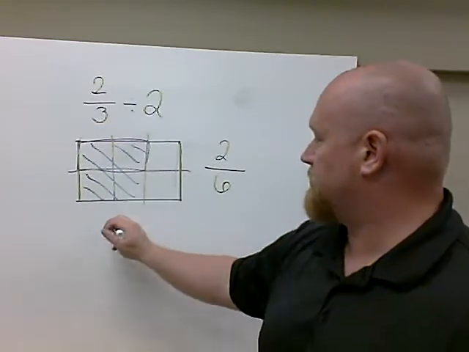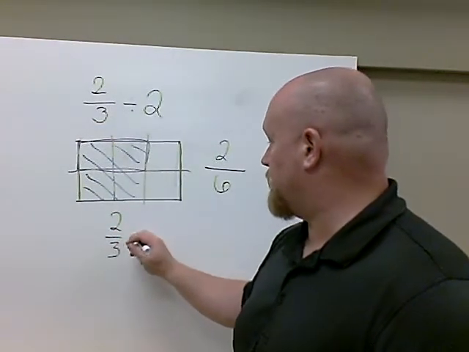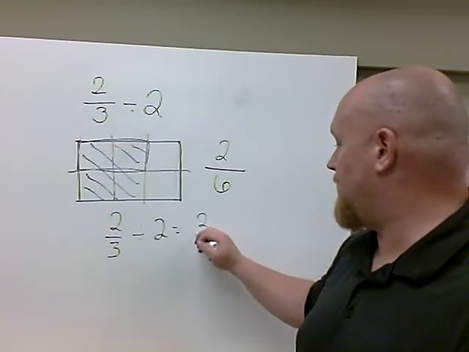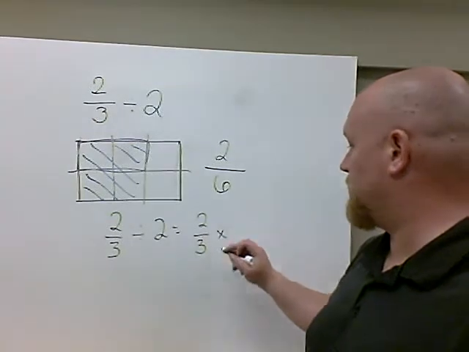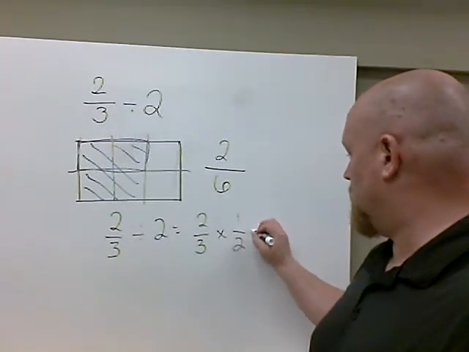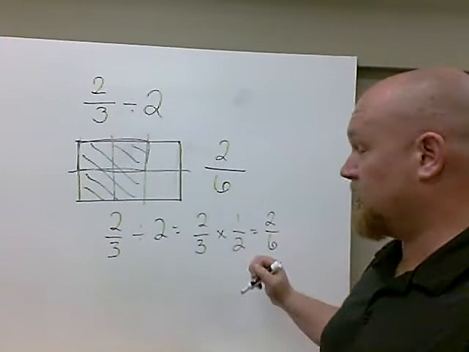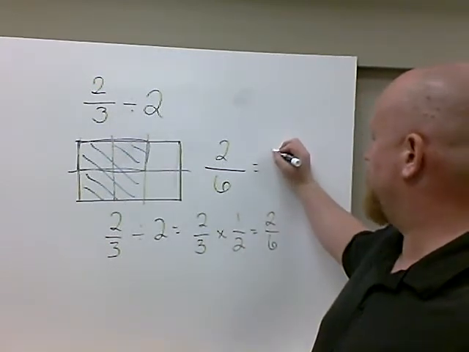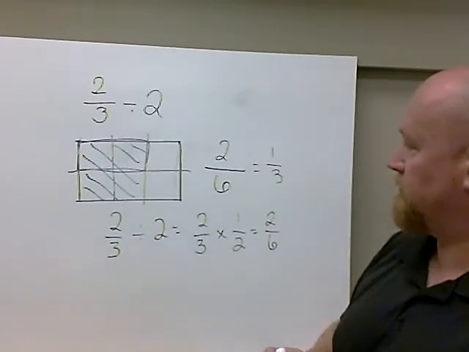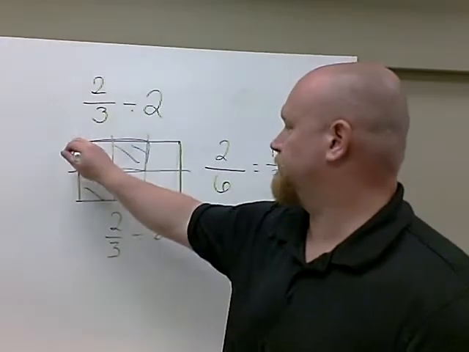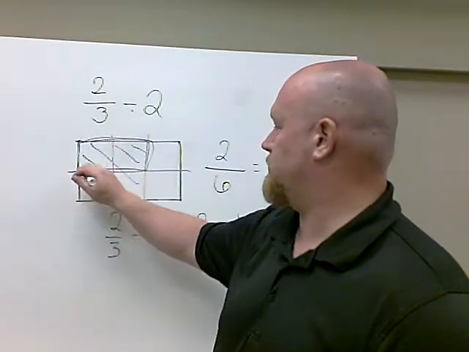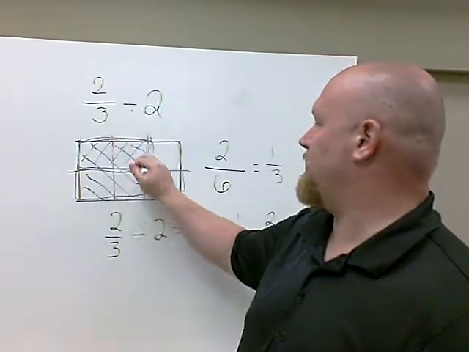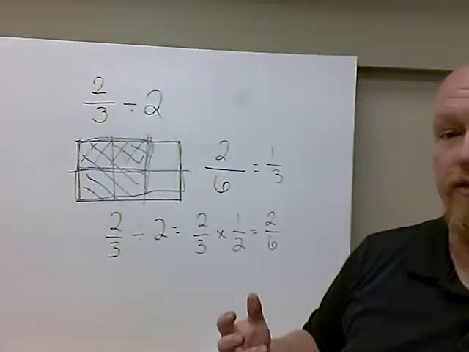Okay? Let's look at the algorithm. 2/3 divided by 2 is the same thing as saying 2/3 multiplied by 1/2, multiplied by the reciprocal, which equals 2/6. We can reduce this to the lowest terms. Divide by 2, top and bottom, and get 1/3. Okay? There's one set of 2, second set of 2, 3 sets of 2s. We only need the value: 2/3 divided by 2 is 1/3.